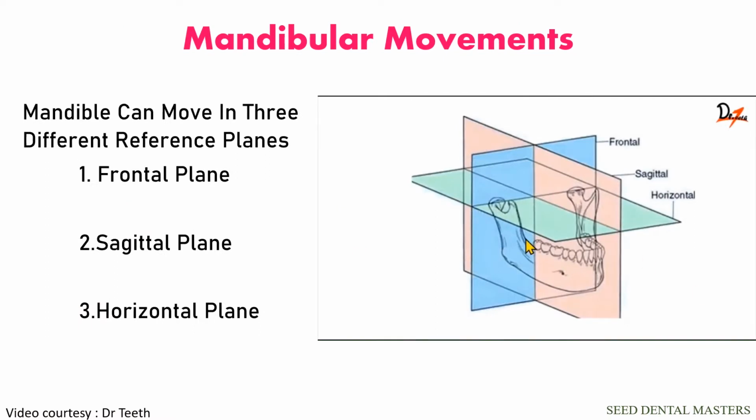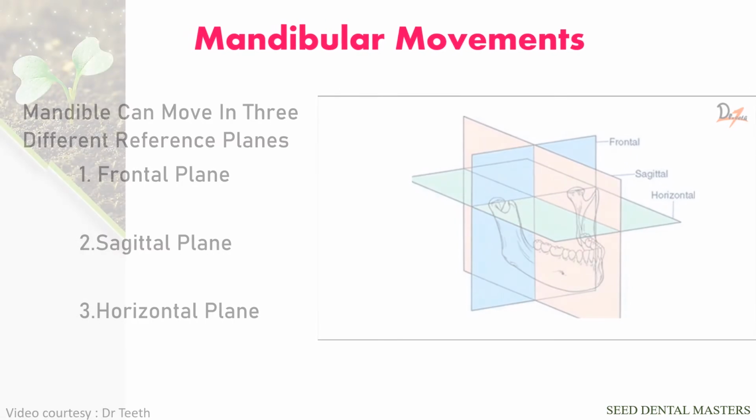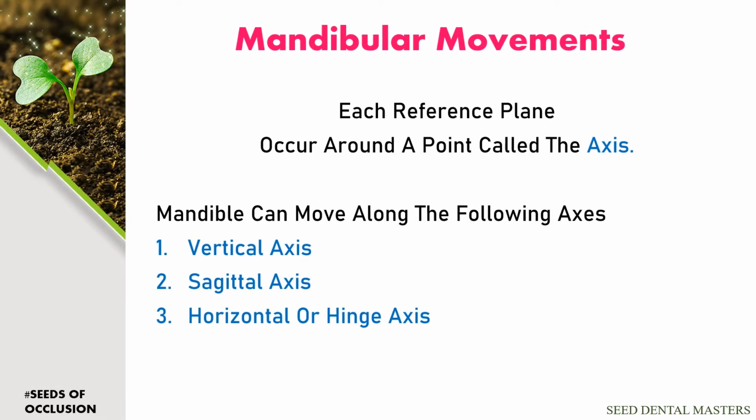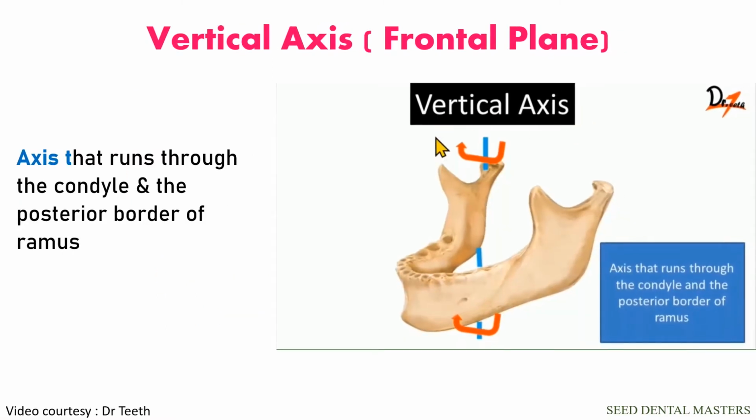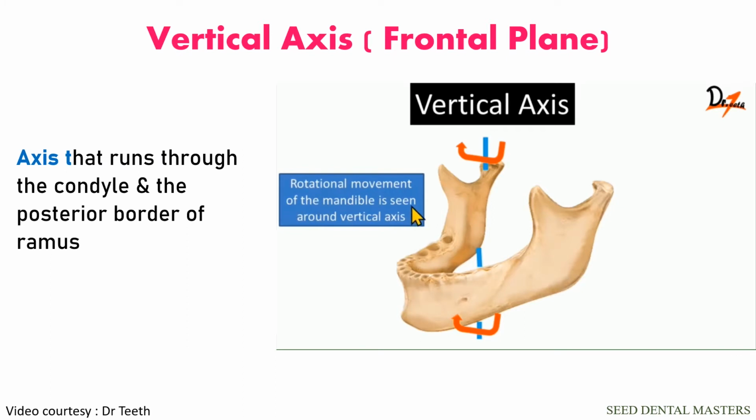Now, movement of mandible occurs in three planes: the frontal plane, the sagittal plane and the horizontal plane. Vertical axis is an imaginary axis that runs through the condyle and the posterior border of the ramus of the mandible. And rotational movement of the mandible is seen around this vertical axis.